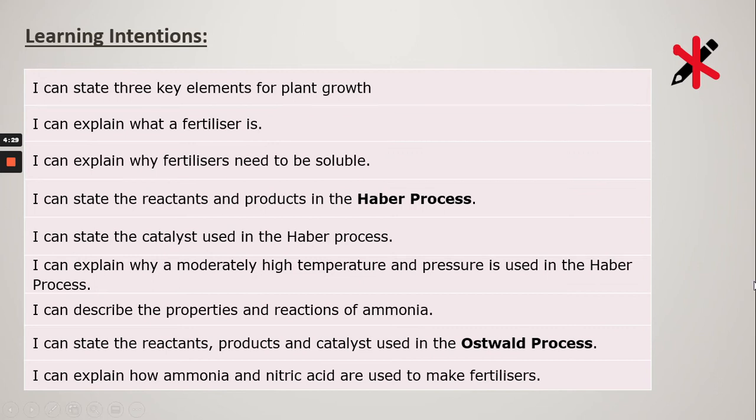Okay, so we're learning about fertilizers. The summary is we're learning about fertilizers and we're learning about the processes by which chemists can make fertilizers. So the Haber Process and the Ostwald Process, and we'll start by looking at what a fertilizer actually is. You might have some idea of that already.